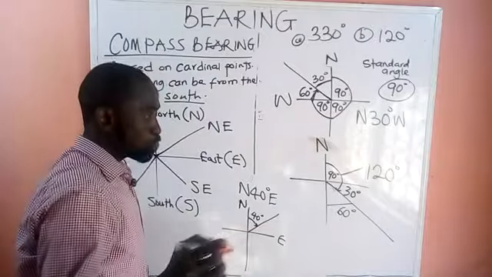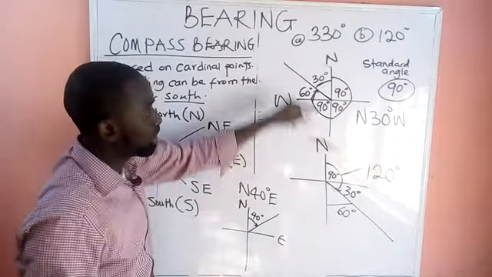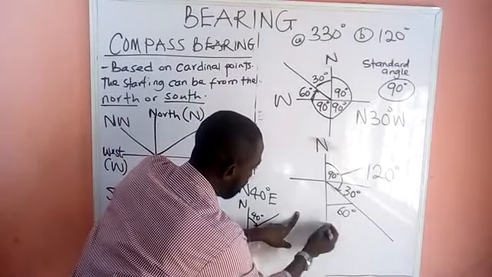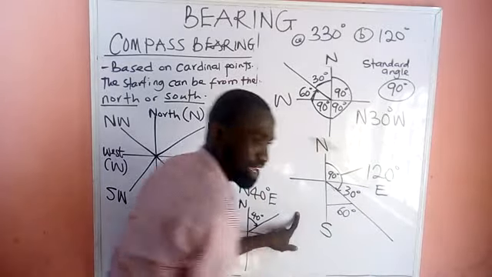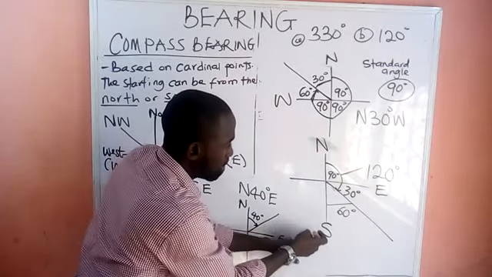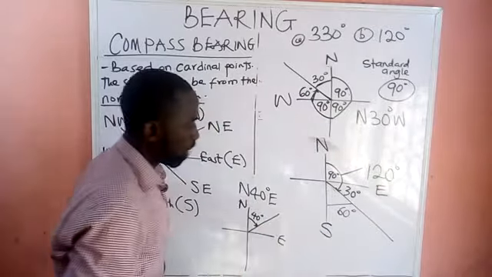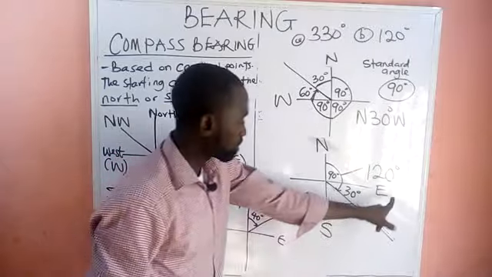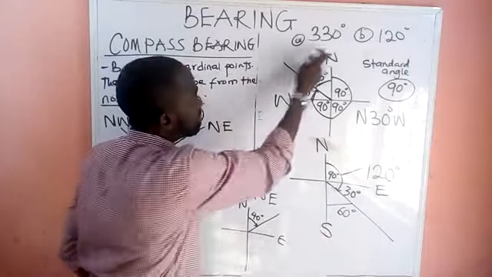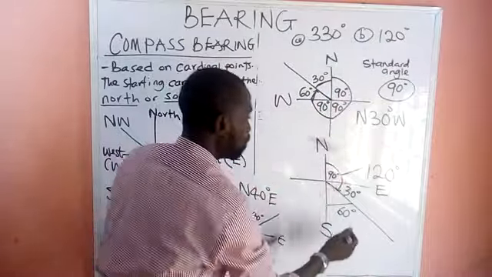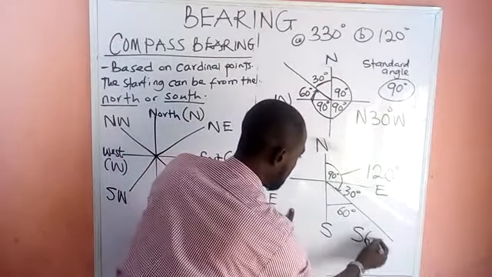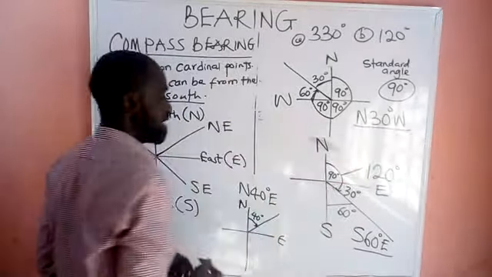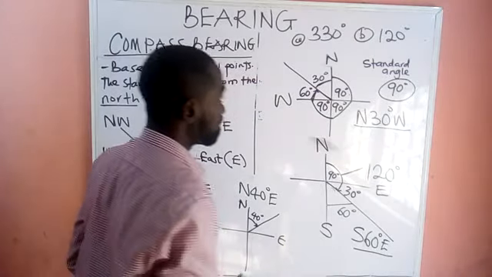So which implies what we are going to write for this compass bearing, from this 3 digits to compass, we are moving between south and east. Are you with me, class? So that angle is found between south and east. So we are moving from the south, angle of 60 degrees towards the east. So the compass bearing for this 120, which is a 3-digit bearing, will be south 60 degrees east. Are you with me? So the first one is north 30 degrees west, and the second one is south 60 degrees east.